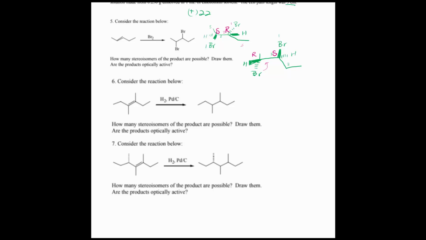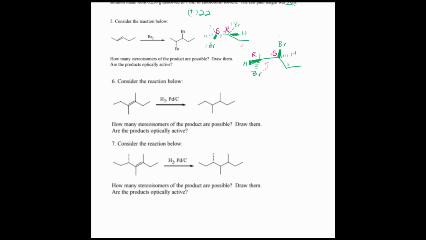Now these are not identical. We can't just turn the molecule around on this axis or anything. These are an enantiomeric pair of stereoisomers. So when you have this bromine addition across a double bond, you form an enantiomeric pair.